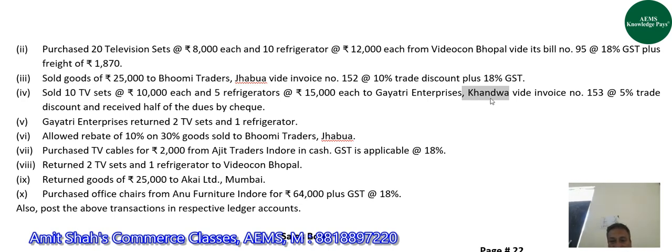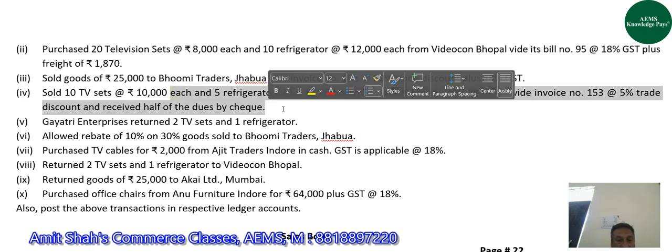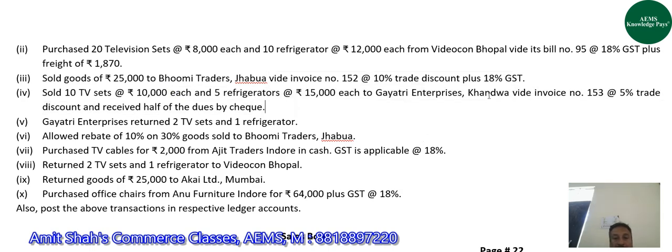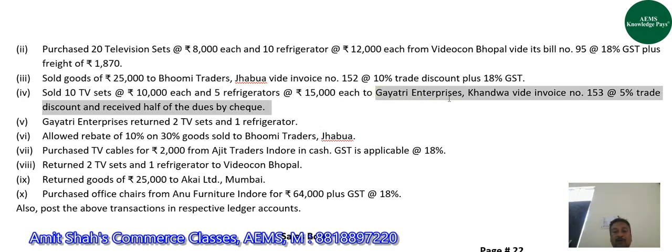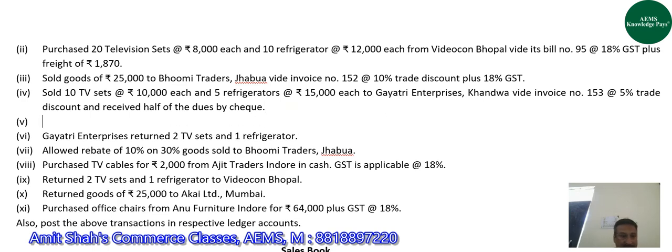So I hope you all have added this in the fourth transaction, right? This is an intrastate sale where half of the money we have received by check. It means half of the money we still have to recover from Gayatri Enterprises. The money received by check will go to our cash book, and the other half, for which we yet have to recover money, will go to the sales book. I hope you're understanding this, guys.